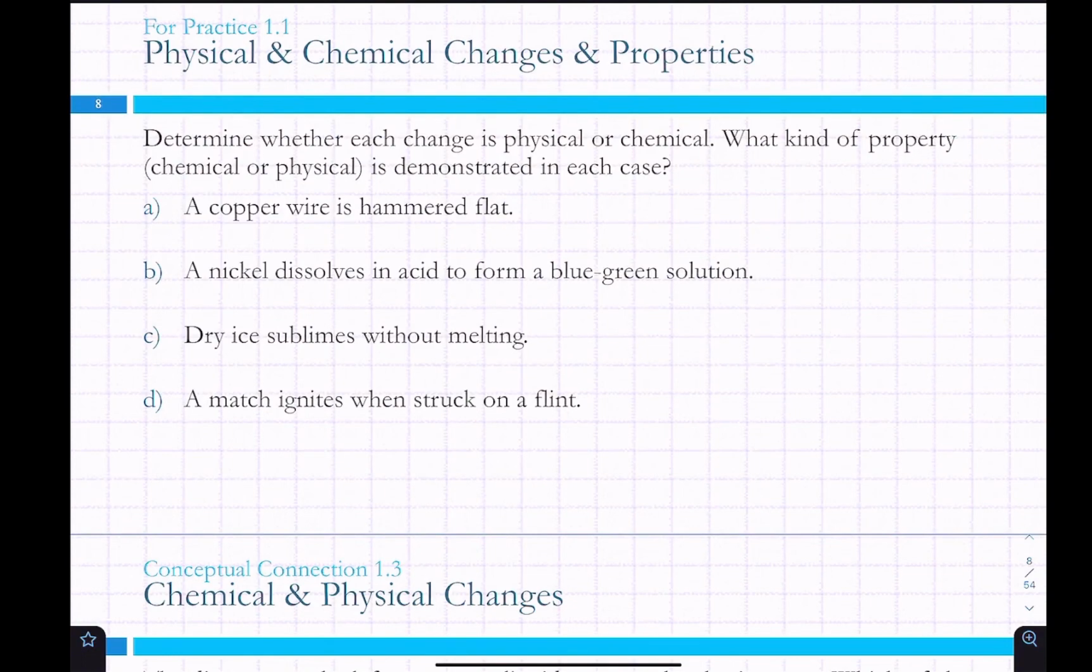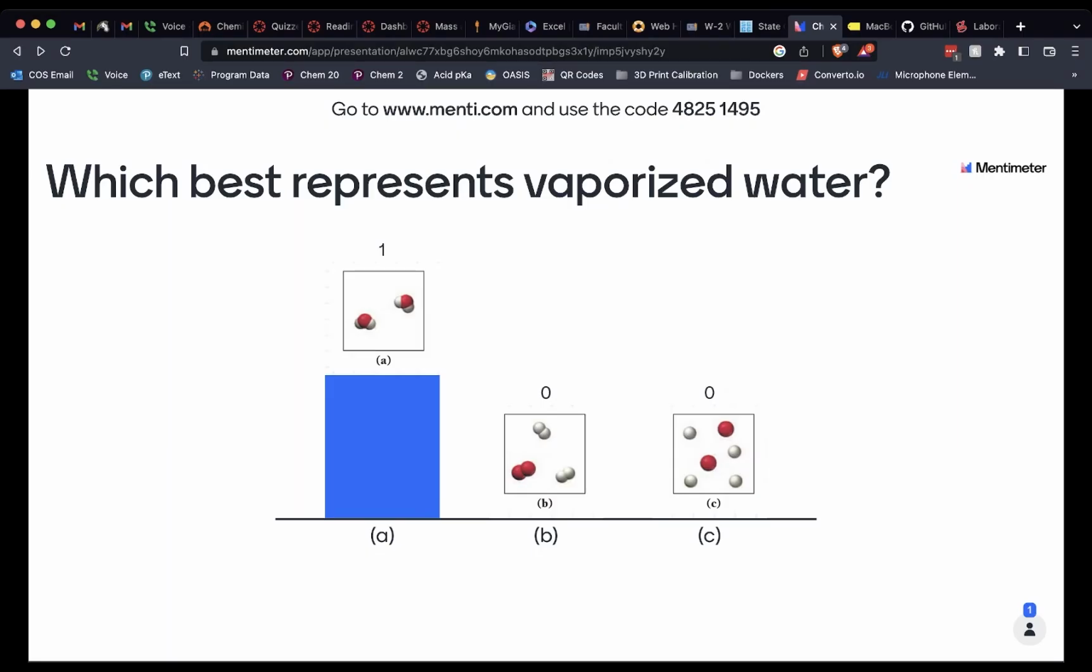Okay, so this is the first Mentimeter quiz. Which one of these best represents vaporized water? One vote already for A. So the hydrogens, I guess I should explain this a little bit. The white ones are hydrogens, the red ones are oxygen.